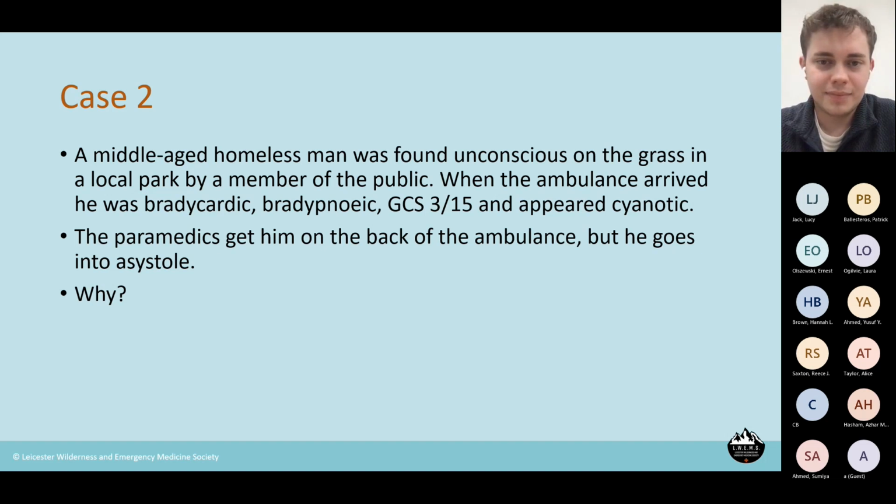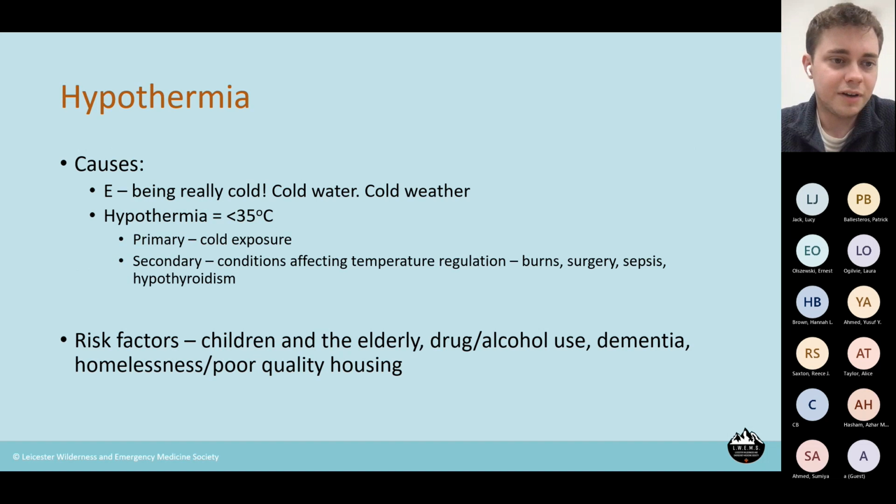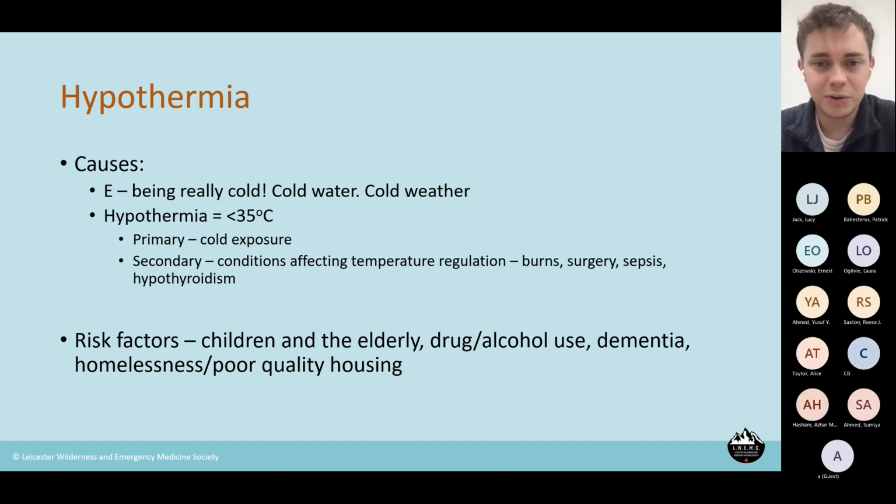Lovely, yeah. So hypothermia is the most likely one here. So I'll move on to causes of hypothermia. Quite simple, really, being very cold. So being in cold water, exposed to cold weather. So primarily hypothermia generally is caused by cold exposure. We class someone who's hypothermic as when their body temperature is below 35 degrees.